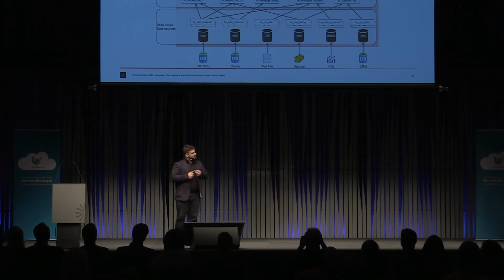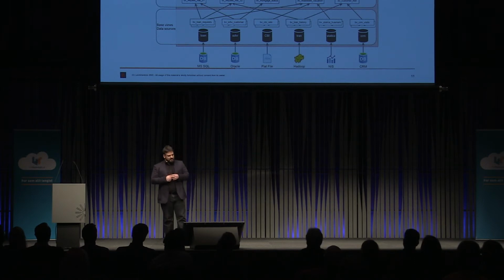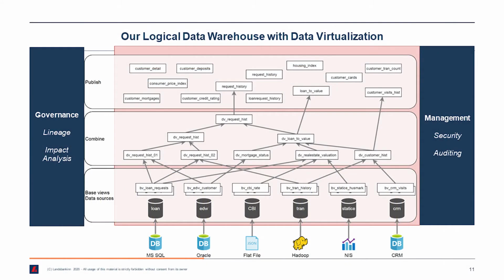Of course, this is a simplified model. In reality, we have about 1,000 views now in our logical data warehouse and about 200 published views. And all that is structured between the two pillars of administration, governance and management, to get some lineage and impact analysis capabilities, as well as security management.